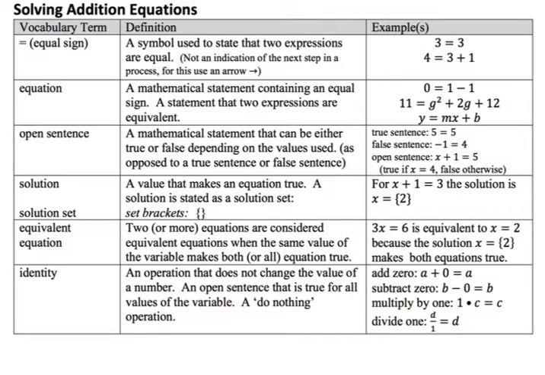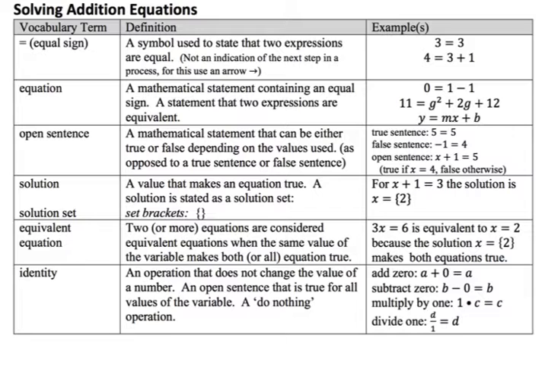Equation. A mathematical statement containing an equal sign, a statement that two expressions are equivalent. For example, 0 equals 1 minus 1, 11 equals g squared plus 2g plus 12, y equals mx plus b. Those are all examples of equations. The important thing is that they do have an equal sign. An equal sign is what makes them an equation.